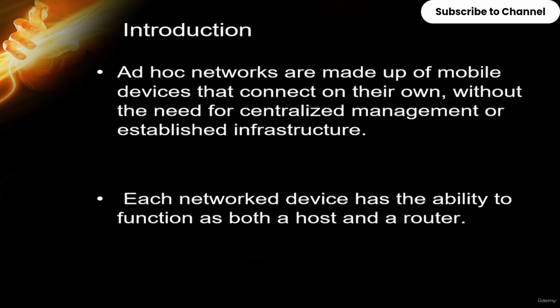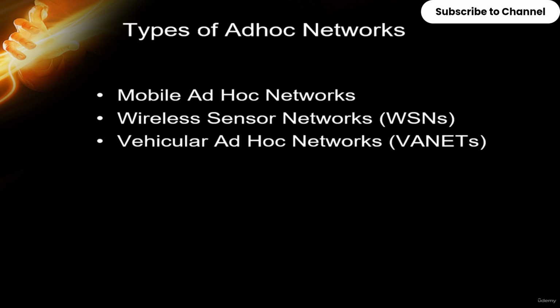As I already said, an ad hoc network doesn't have any centralized management or established infrastructure. Every device has the ability to function as both the router as well as the host, so ad hoc forms an on-the-spot network. It can communicate with any other devices at any time. There are three types of ad hoc networks available: mobile ad hoc networks, wireless sensor networks, and vehicular ad hoc networks.